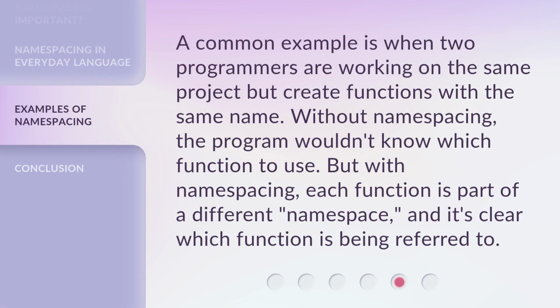A common example is when two programmers are working on the same project but create functions with the same name. Without namespacing, the program wouldn't know which function to use. But with namespacing, each function is part of a different namespace, and it's clear which function is being referred to.